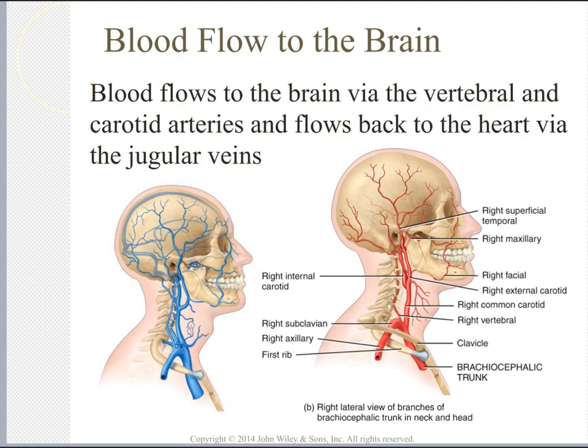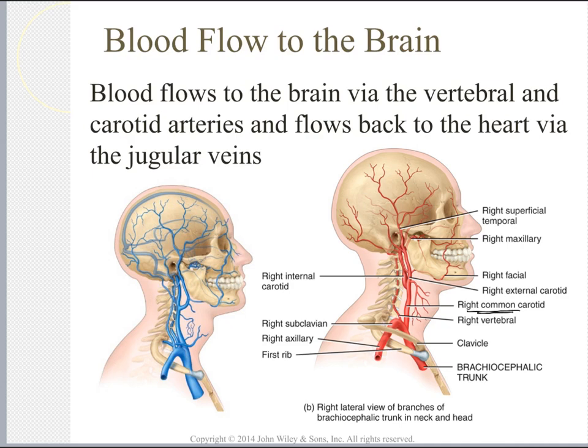Blood flow to the brain. Blood flows to the brain through the vertebral and carotid arteries, and flows back to the heart through the jugular vein. When we do blood vessels in AP2, we'll go through these, but just realize that the major arteries coming from the heart delivering nutrient-rich and oxygen-rich blood to the brain are our right and left common carotid arteries, and they do come off of the aorta in one way, shape, or form.